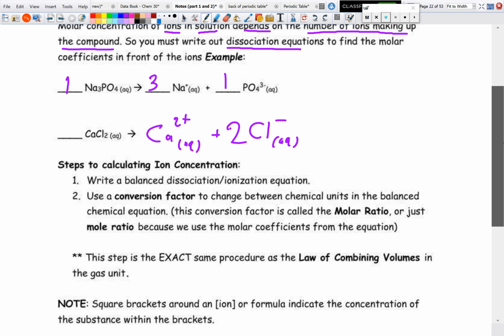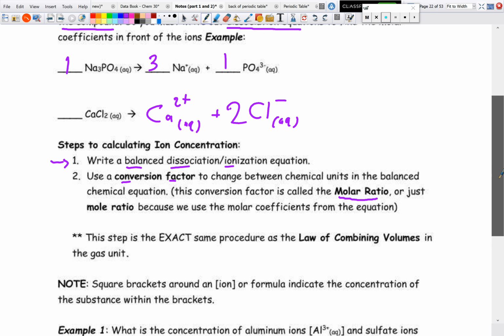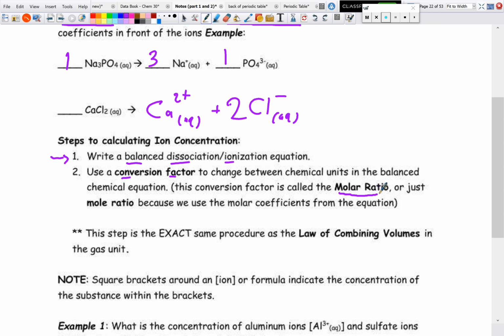So when we're trying to figure out the concentration of particular ions, the reason we went over this is that our first step is to write out the balanced dissociation or ionization equation. Once we get this, we're going to use a conversion factor to change between chemical units in a balanced chemical equation. This is called the molar ratio, or it's just a conversion factor. For now, we're going to call it the mole ratio.